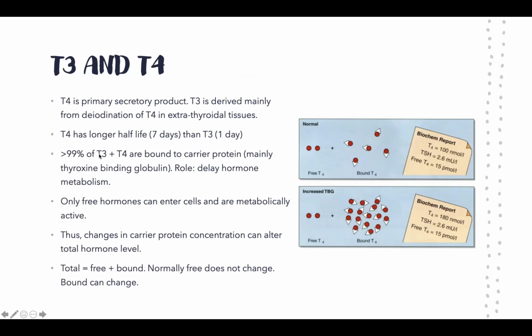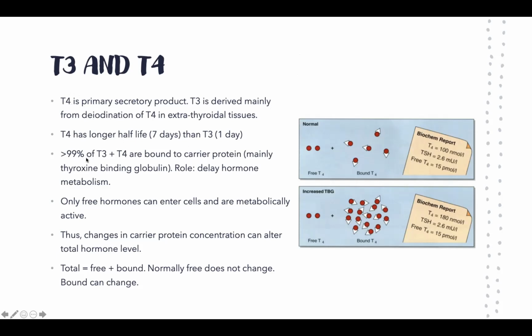All right, so now that we've got our T3 and T4 in the blood, how is it going to be transported? T4 is the main secretory product. The thyroid gland actually produces most of it as T4. Most of our T3 is actually derived from the deiodination of T4 in extrathyroid tissue. So T4 is actually going to turn into T3. So while the thyroid produces both and releases both into our blood, it's mainly going to produce and release T4. T4 has a longer half-life, 7 days as opposed to 1 day for T3.